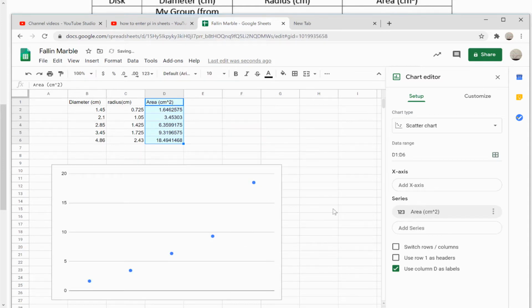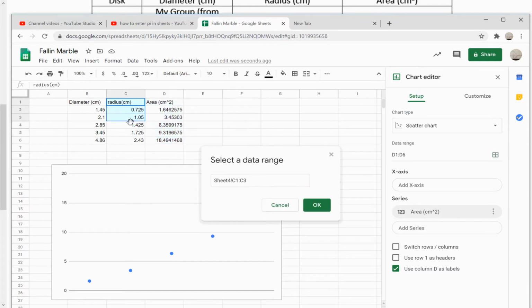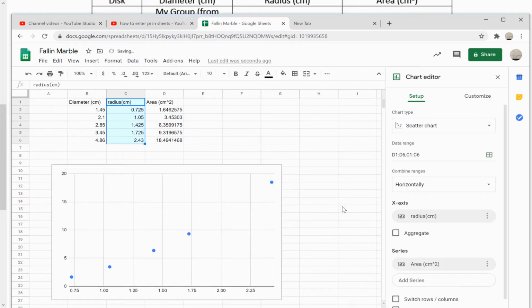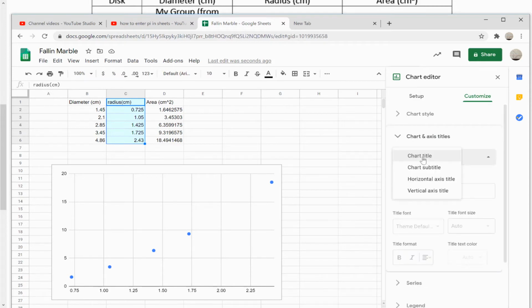And it gives me a little bit of a graph, but now I want to go down here to the x-axis, and I want to make my x-axis my radius. So I'm going to highlight my radius column, and there's my graph. When I first look at this, it doesn't look so great, but I do this every time I make a graph. I'm going to give it a title, and I'm going to tell it what my axes are.